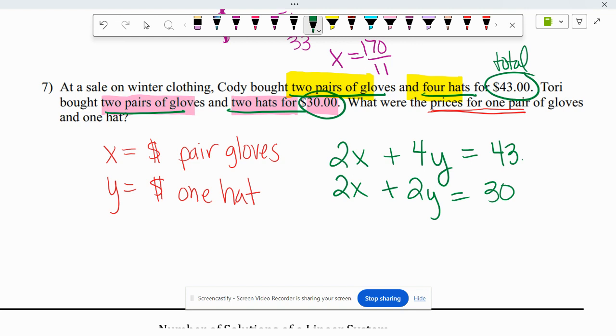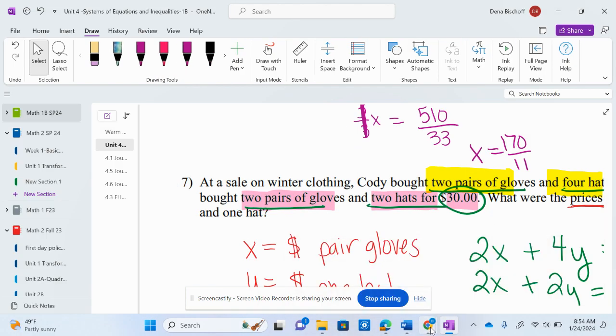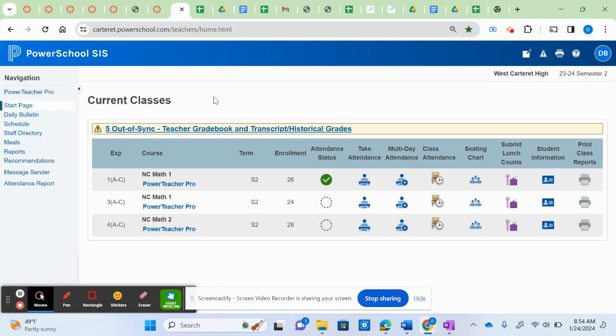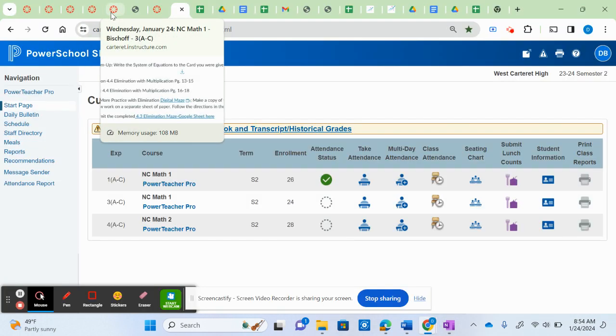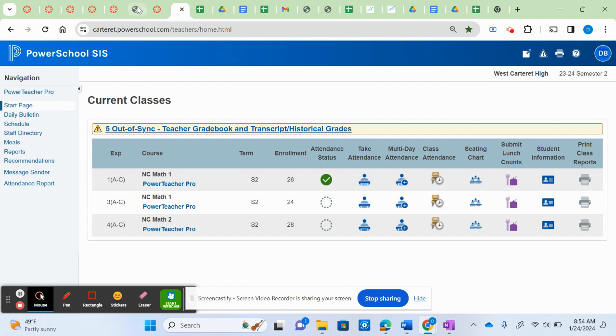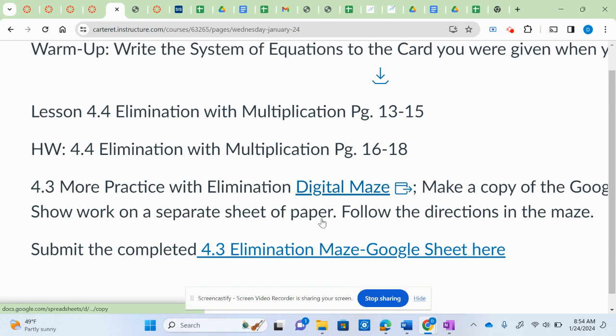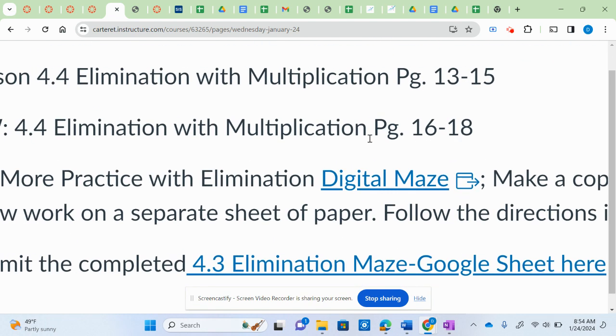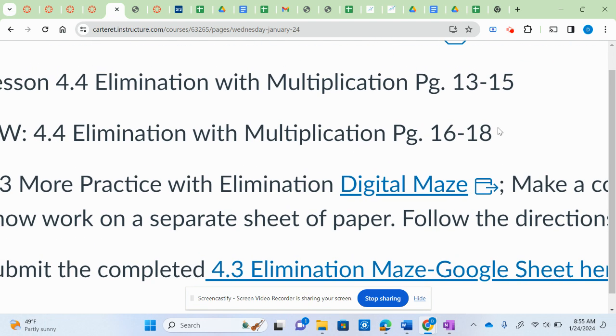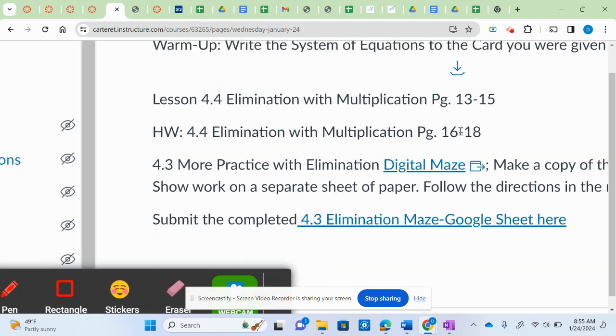Okay. So let's look at our homework. I'm going to go back to our module. I might need to adjust to make sure it's productive. So our homework, we're definitely not going to get to this digital maze practice. That's fine. I'm going to leave it there because I offered some kids that as extra credit. Some kids finished everything yesterday, but our homework is pages 16 through 18. Can we talk about that?